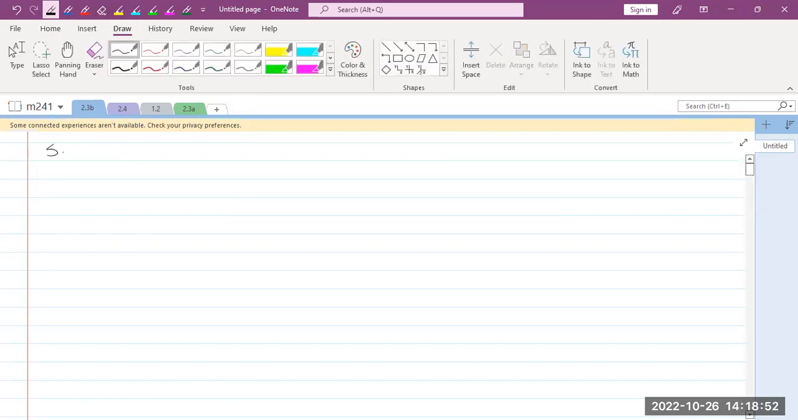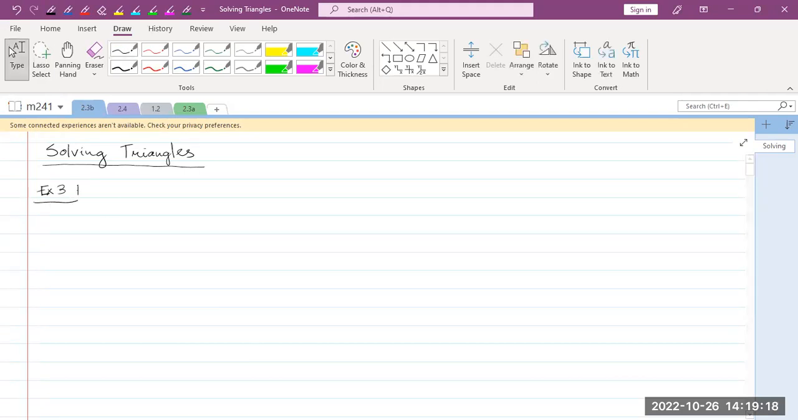In 2.3a we solved easy triangles. Now today we will do harder ones. Let's go on with example 3 from our textbook. Let's see some screenshot.